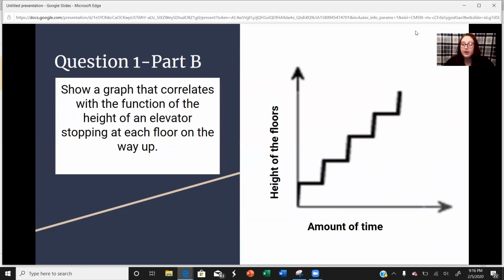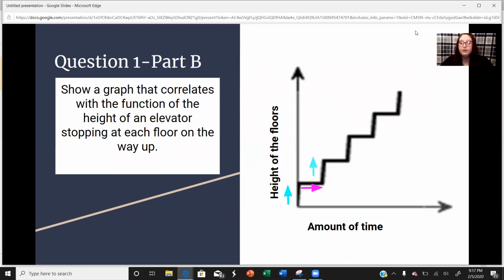So in question 1, Part B, we've got a question that says, show a graph that correlates with the function of the height of an elevator stopping at each floor on the way up. So over here, we've got a graph, and it's labeled on the left side the height of the floors, and at the bottom it says the amount of time. So we notice that it goes up. So we've gone up a floor, and then it just stays in a straight line and goes to the right, because it has stopped on this floor, but the time is still passing.